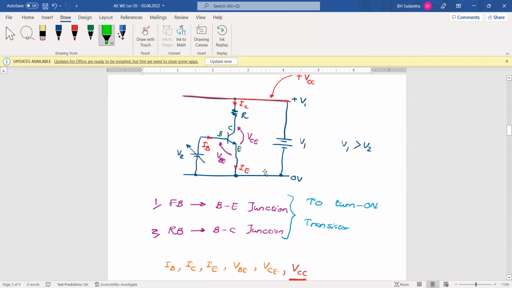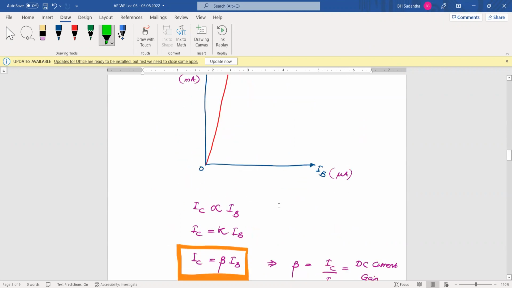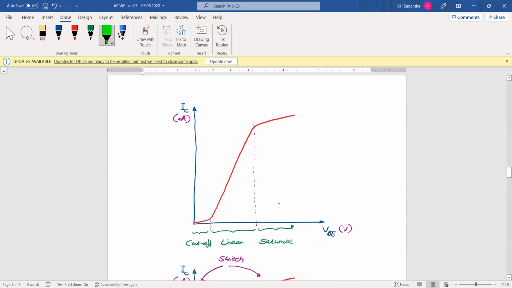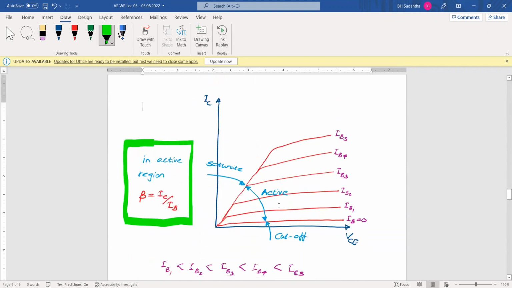All the time, what we have to do is forward bias the base-emitter junction and reverse bias the base-collector junction, then the transistor can work. After that, we can apply different modes. Modes means different voltages and different currents applied in a different manner. Then we can do different work. We can get different functionality from the transistor circuit.